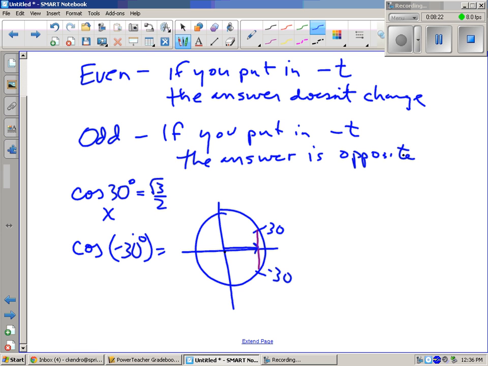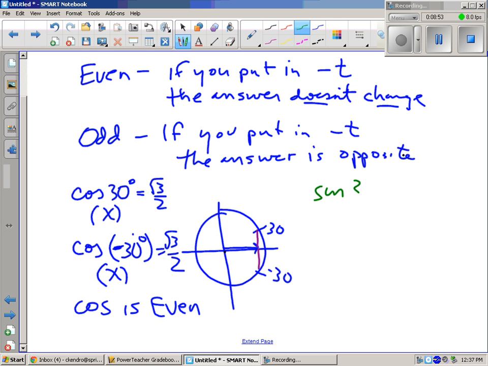It's the x value is the cosine. So I have to think about what's happening with the x value. Well, it's going to the right the same amount, so it's going to be a positive √3/2. So right now, I put in a -30, and the problem didn't change. The answer didn't change. It's still √3/2. So is cosine even, or is it odd? Well, if you look at the directions, if the answer doesn't change, then it's even. So cosine is even.